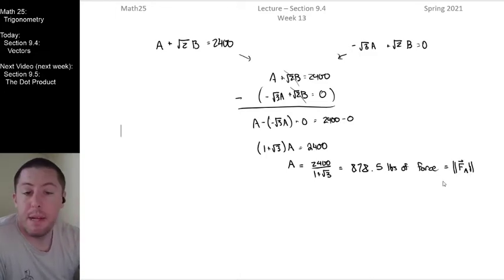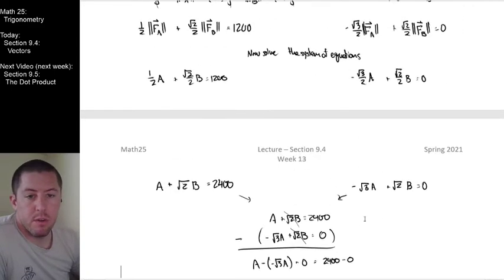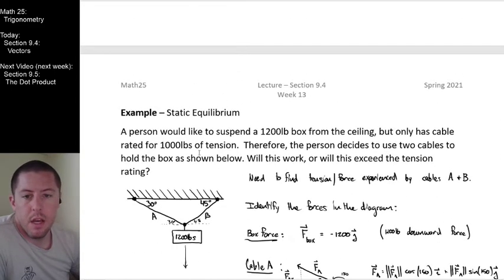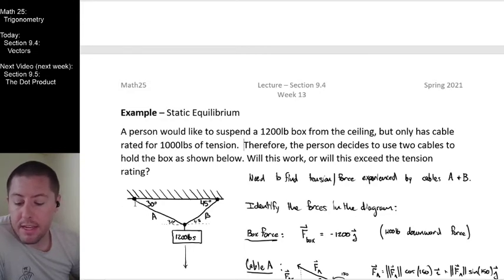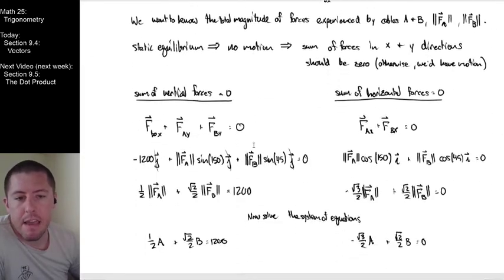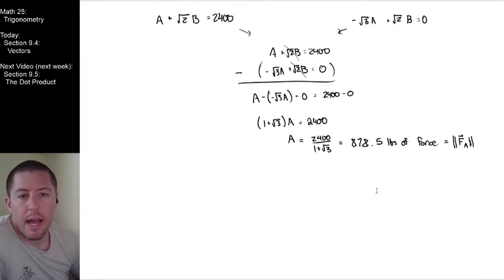So that's good because, let's revisit what we were doing here. Our question was, these cables are really only rated for 1,000 pounds of tension. Is this acceptable? Well, it looks like A is all good to go. Cable A is only experiencing about 878 pounds of force, which is underneath its force rating. So cable A is safe. Let's now solve for cable B.